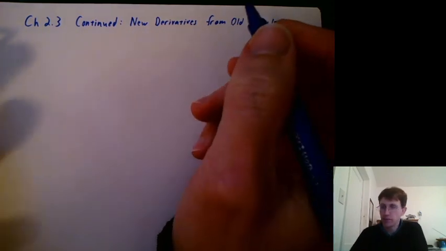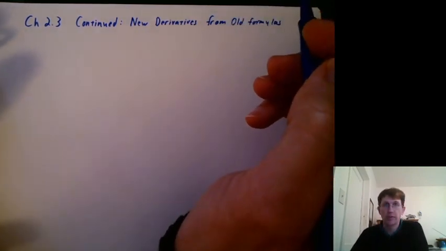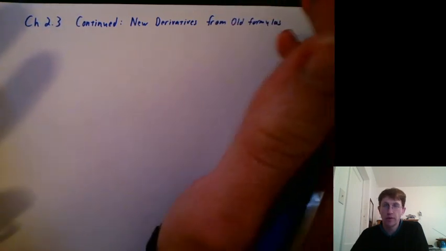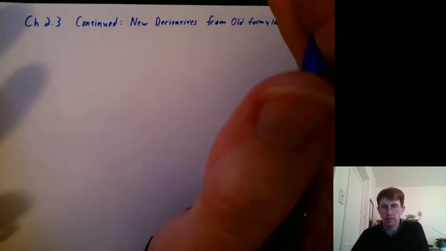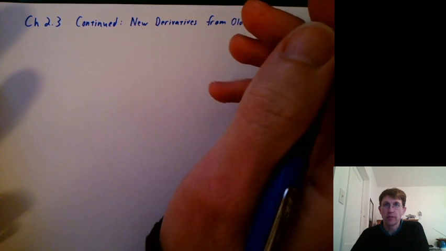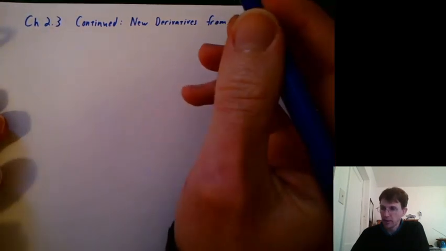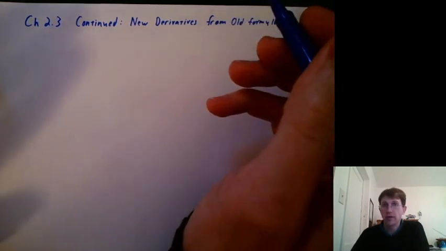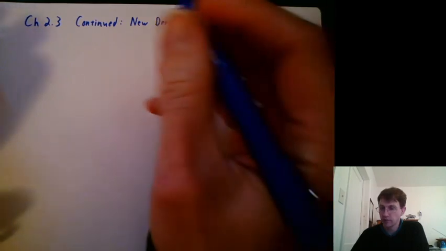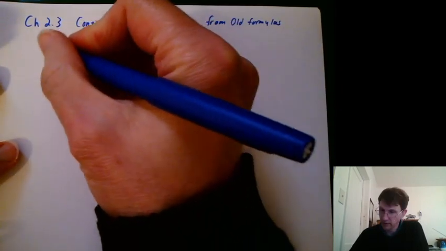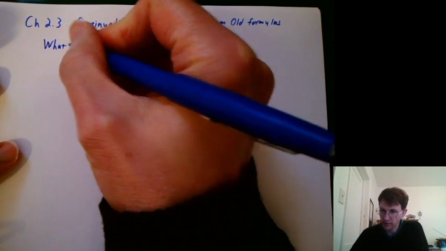Let's keep going with chapter 2.3. Now that we know a bunch of basic derivative rules like constant, power functions, exponentials, sine waves, let's look at some other functions. I've heard, not sure it's true, that not every sine wave has an amplitude of 1. So what if we had an amplitude of something other than 1?